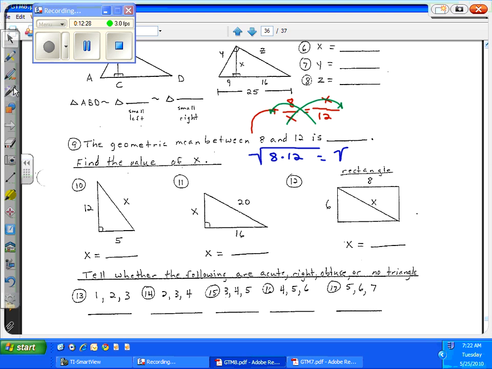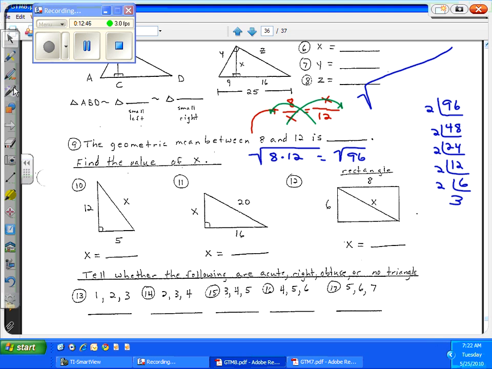Now 8 times 12 is 96. So we have square root 96, and we can break down that 96. 96 divided by 2 is 48, divided by 2 is 24, divided by 2 is 12, divided by 2 is 6, divided by 2 is 3. We're going to rewrite it as the product of those primes. 2 times 2 times 2 times, how many 2's are there? 5.